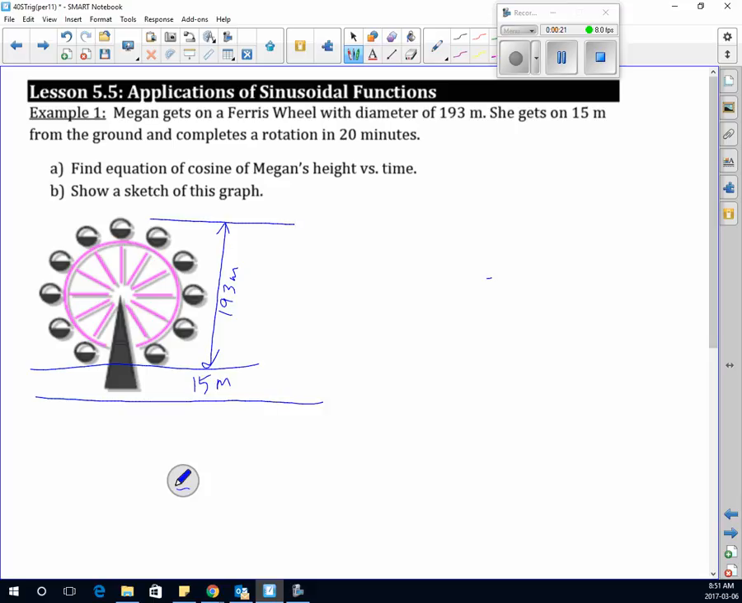So you're not 193 meters high, you are 208 meters high. And my min is, what's my min? 15 meters. What's my median?